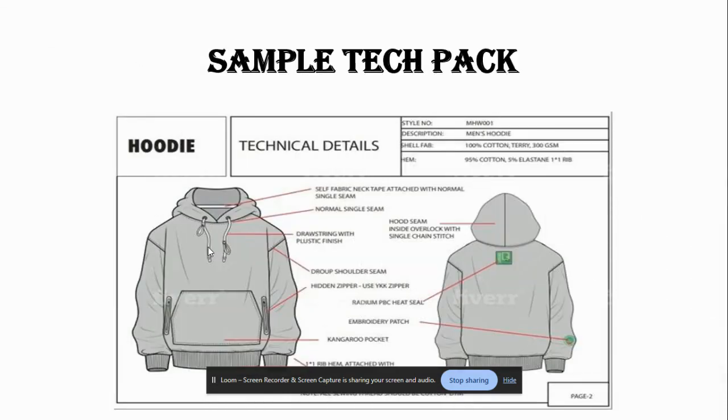These are some for tech pack. As you can see, drawstring with plastic finish. It's very specific. It's very on point. Hidden zipper, use yoke zipper, embroidered patch, kangaroo pocket. Definitely, it basically highlights the essential parts, not just the essential parts, all the parts of a garment, what is going to be put where and which material we are going to use here and everything on the garment.